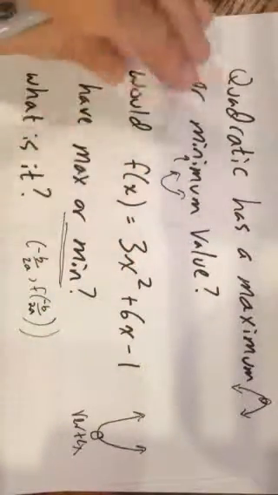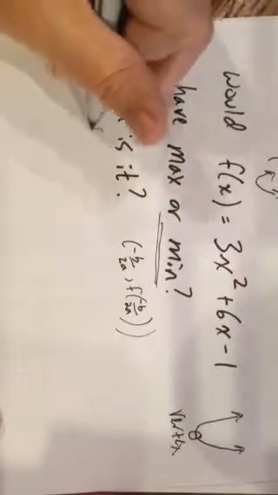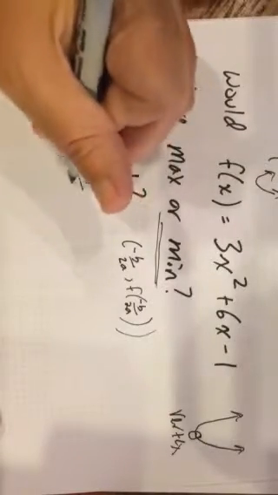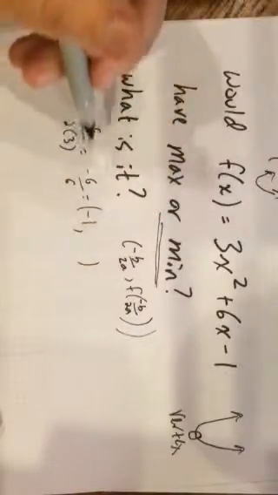So if I do this, let's see, b is 6, so negative 6 over 2 times 3 would be negative 6 over 6, so negative 1. So that would be my x value. To find my y value, I would just sub that negative 1 in.